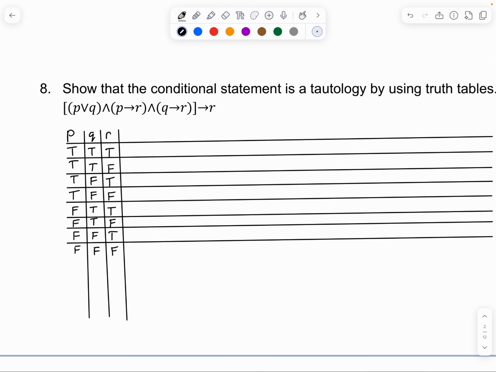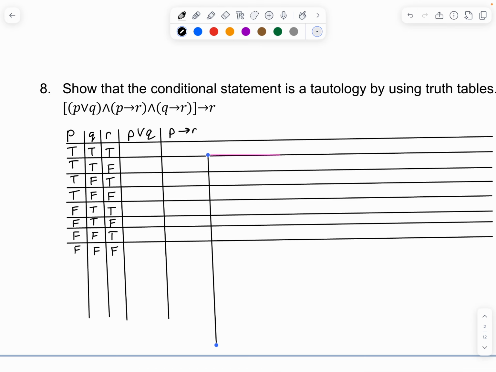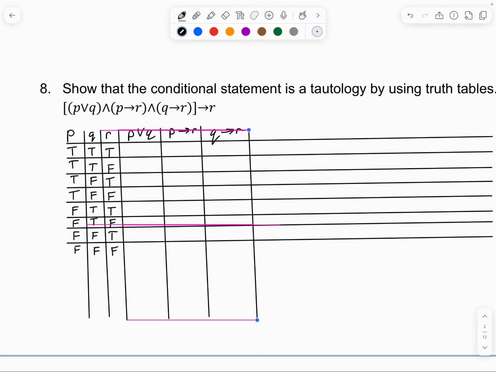So let's see. The next thing I see is P or Q. And then I see P implies R. And then I see Q implies R. And then those three statements are all ANDed together.